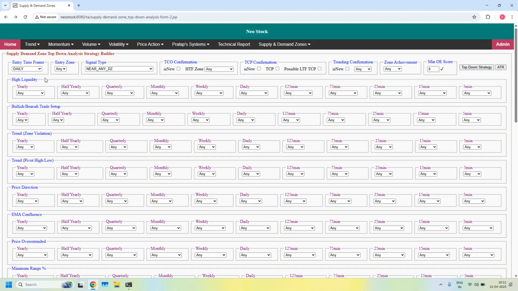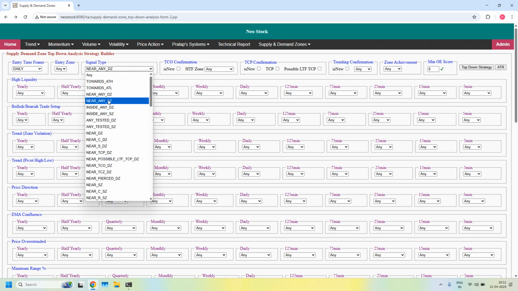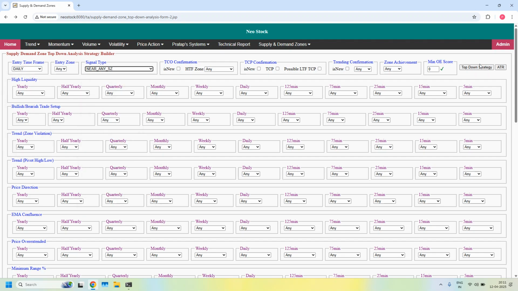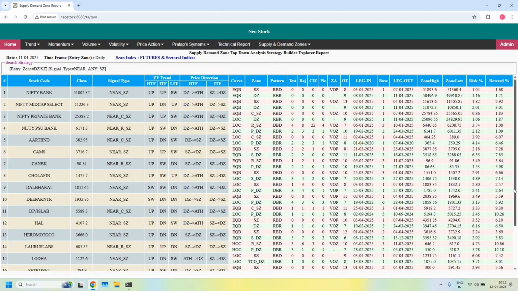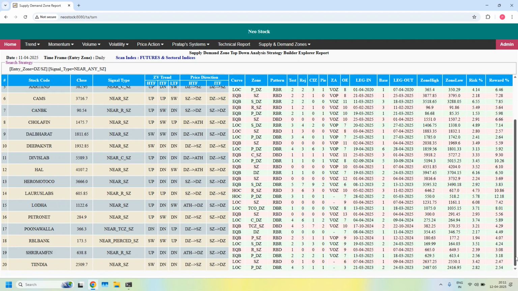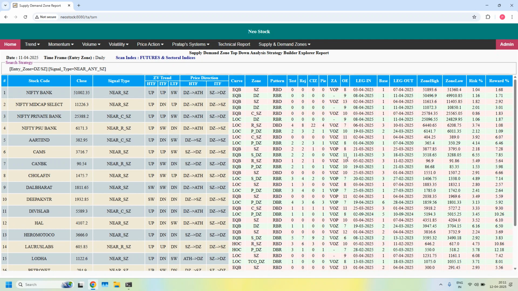Okay, next. For daily time frame, let us find the stocks near to the daily supply zone. First 15 stocks in the list. Scrolling the list down. So total 20 stocks filtered. So let us identify high liquidity daily supply zones from this list.